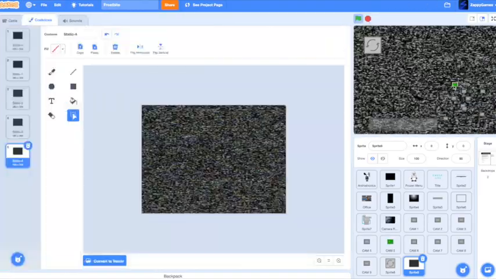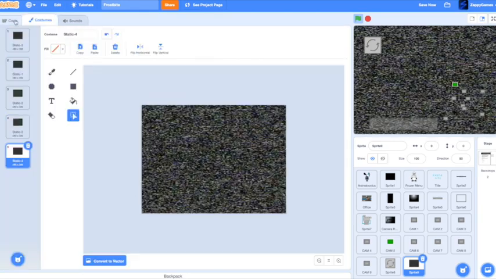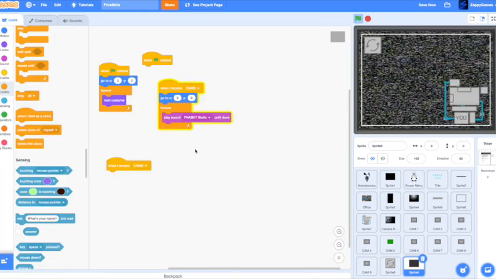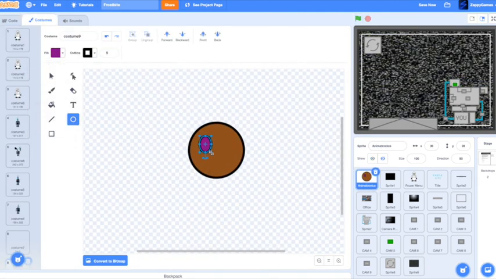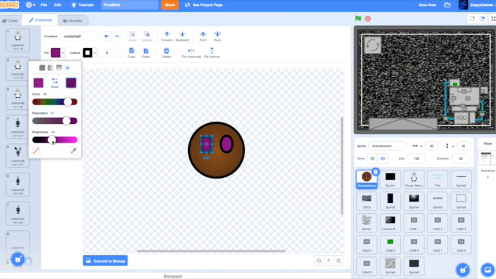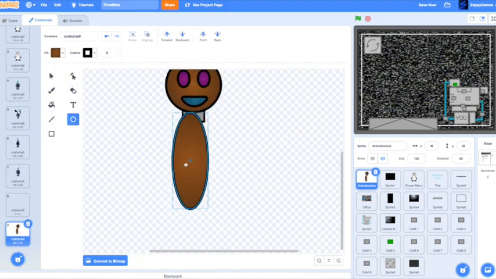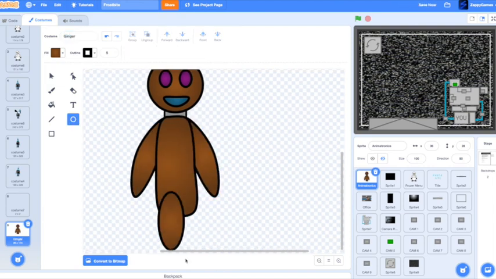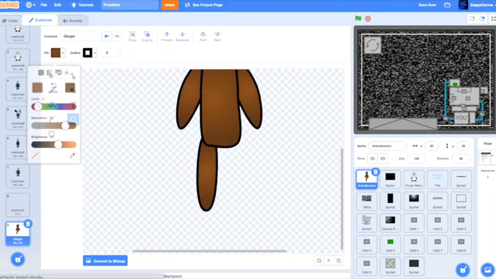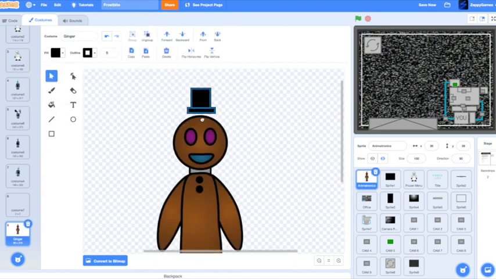Since cameras in FNAF games always have static, I backpacked a static sprite I found on Scratch before recording. Let's go. After that, I made the third and last character, and oh my god, he's the ugliest character I've ever made. This was supposed to look like a gingerbread cookie, and it doesn't even look remotely like that. If that thing wasn't named Ginger, people would have never known that this is a gingerbread cookie.